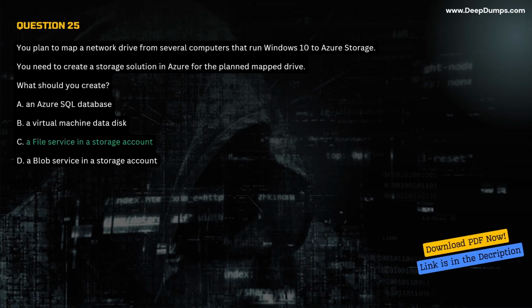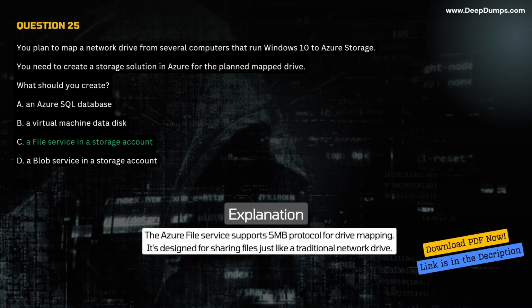Correct answer is C. A file service in a storage account. Explanation. The Azure File Service supports SMB protocol for drive mapping. It's designed for sharing files just like a traditional network drive.